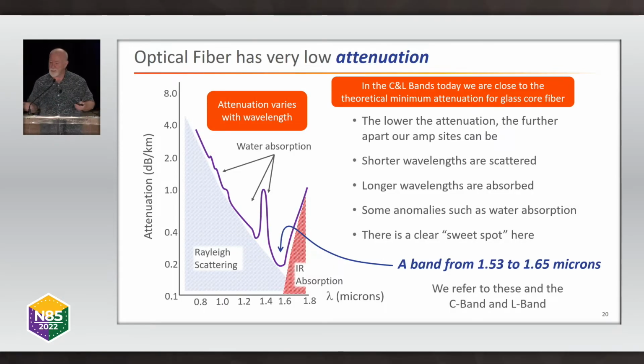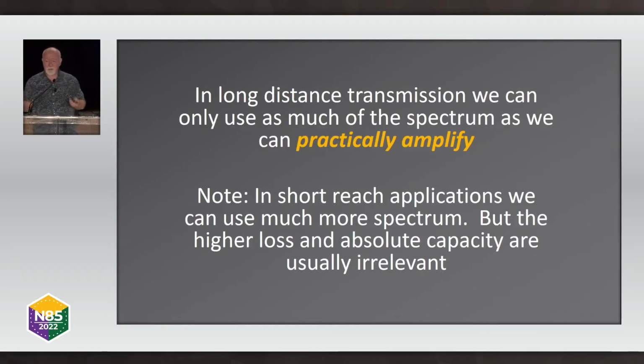So the C and the L bands are the sweet spot for optical transmission because optical fiber attenuation is so low. And we're getting very close with silica core fiber to the theoretical minimum attenuation today. So in long distance transmission, we can only use as much of the spectrum as we can practically amplify. Now, some of you may be using shorter reach devices that use coarse wavelength division multiplexing, and you use much more of the spectrum, but you don't use it for higher capacity. You use it because it's cheap.